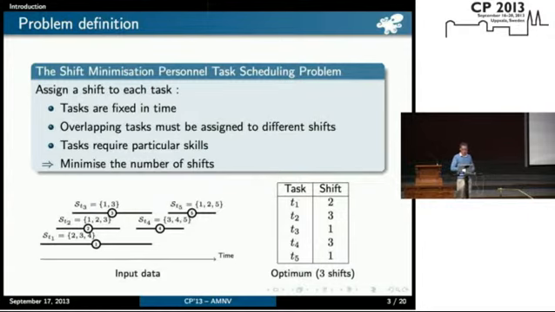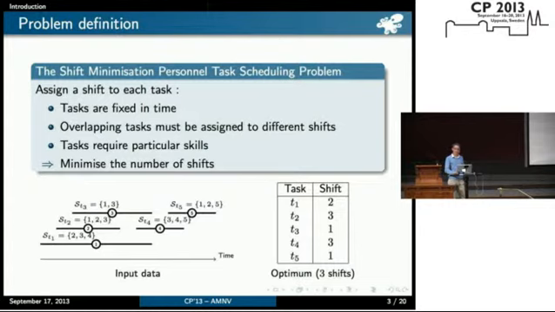So we give an illustration of this problem below with 5 tasks that are the dark lines and 5 shifts. For instance, task 1 can be performed by shifts 2, 3, and 4, and task 2 can be performed by shifts 1, 2, 3. This comes from skill requirements, and we see that tasks 1, 2, 3 overlap in time. So it means that we need at least 3 shifts in the schedule. You can find an optimal solution on the right. For instance, task 1 is performed by shift 2, etc.